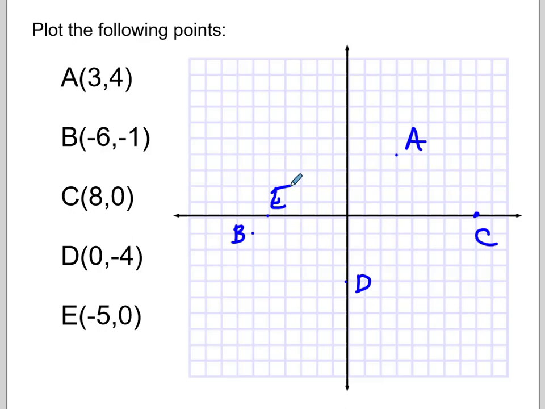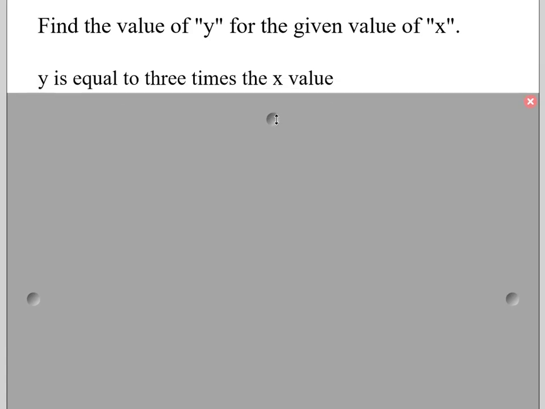Okay, so that's our first building block for linear relations. We're going to get our minds warmed up a little bit with some of the language. So find the value of y for the given value of x. Okay, so here's the first piece. Y is equal to 3 times the x value.